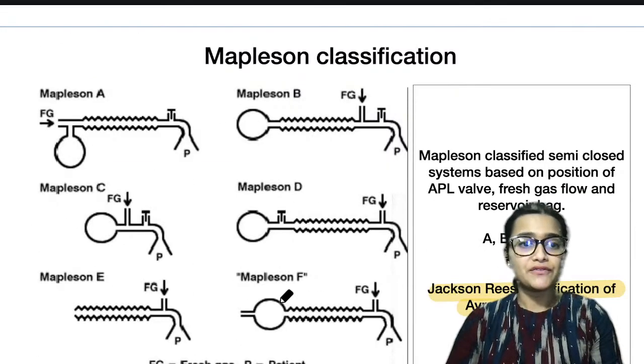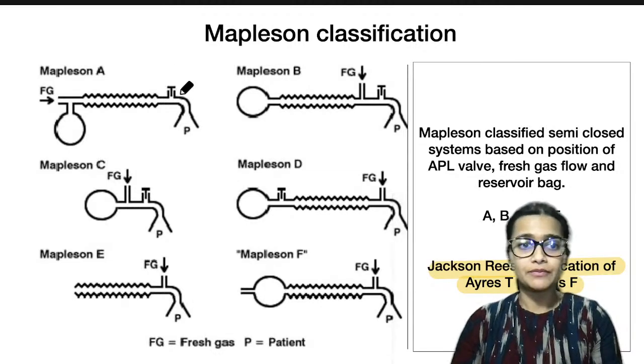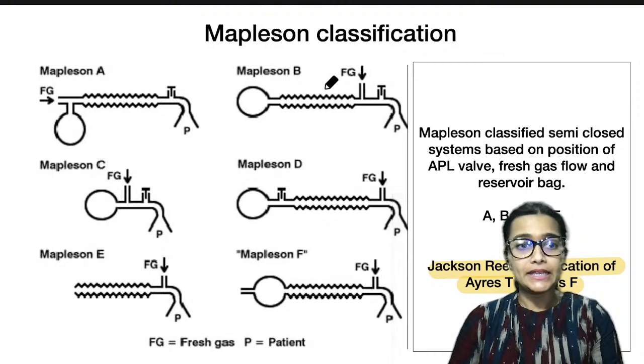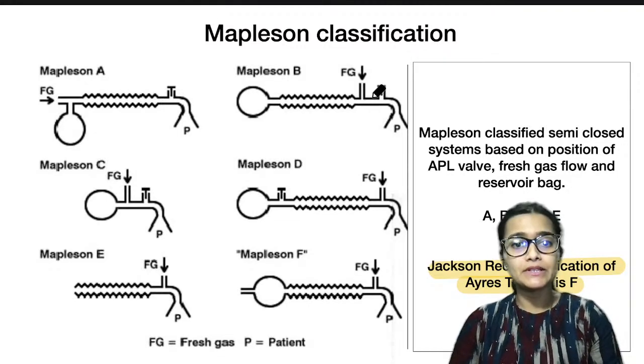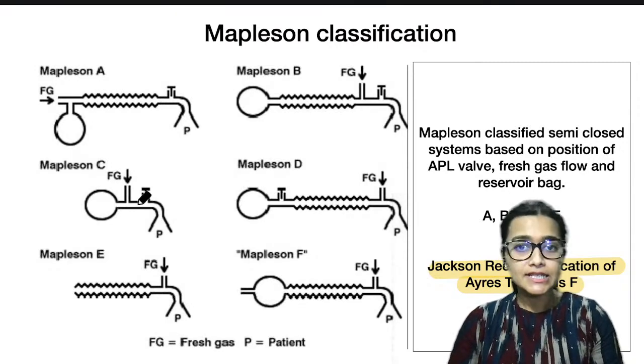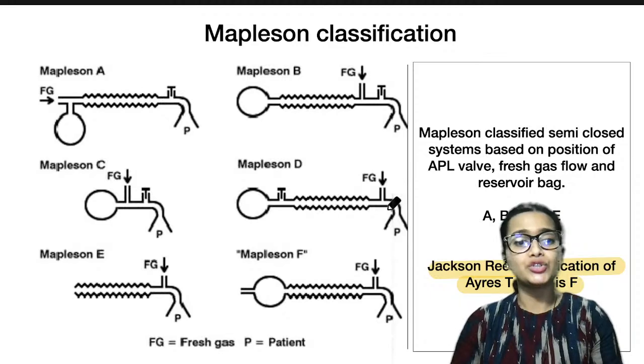Looking at the Mapleson classification, your Mapleson A circuit has the bag at the anesthesia machine end, and on the patient end it has an APL valve. If you look at Mapleson B, the fresh gas flow, which is away at the machine end, has jumped right across near to the patient end. In the Mapleson C, the corrugated tube is missing. In the Mapleson D, it's a mirror image of your Mapleson A, that is, the APL valve has moved back to the machine and the fresh gas flow has moved towards the patient.